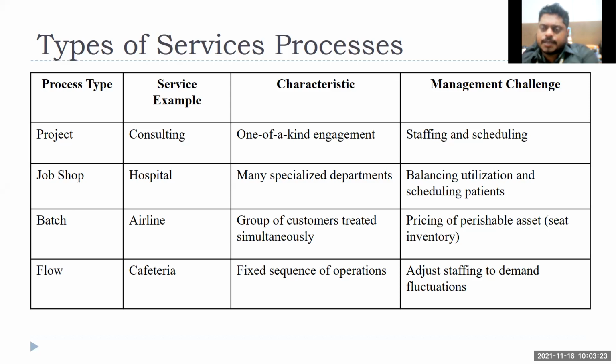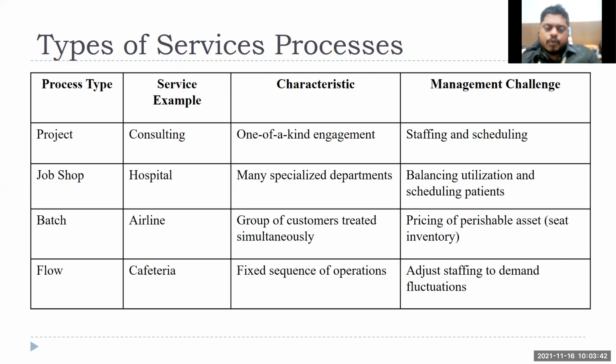I don't think in India they have ever done it, to my knowledge, but in other countries they do it. So they want to maximize the asset utilization. How do they do it? They overbook. Most of the time they overbook the number of seats available to them.